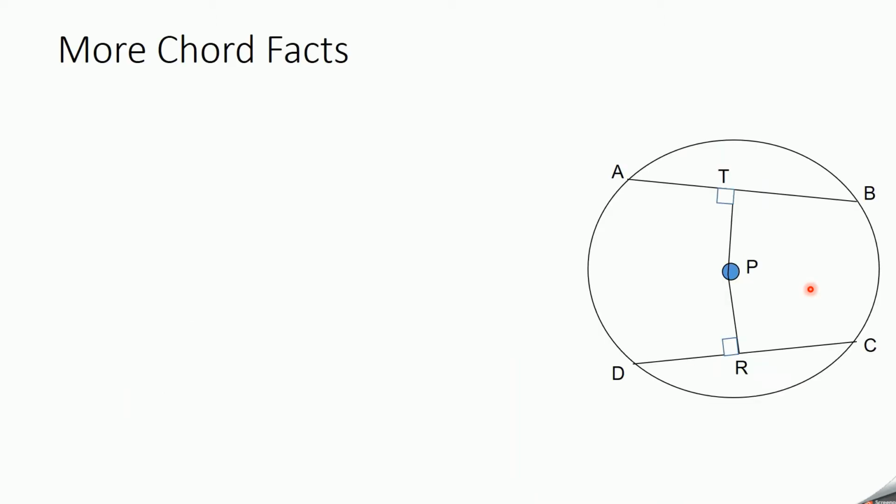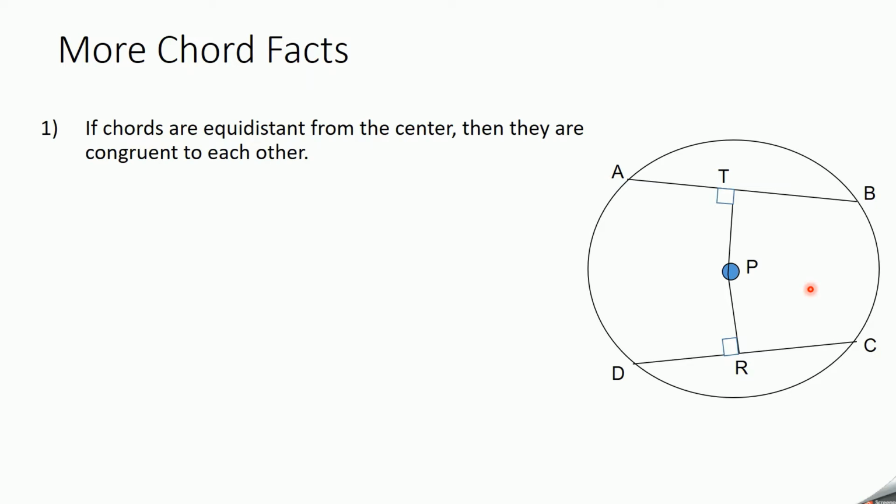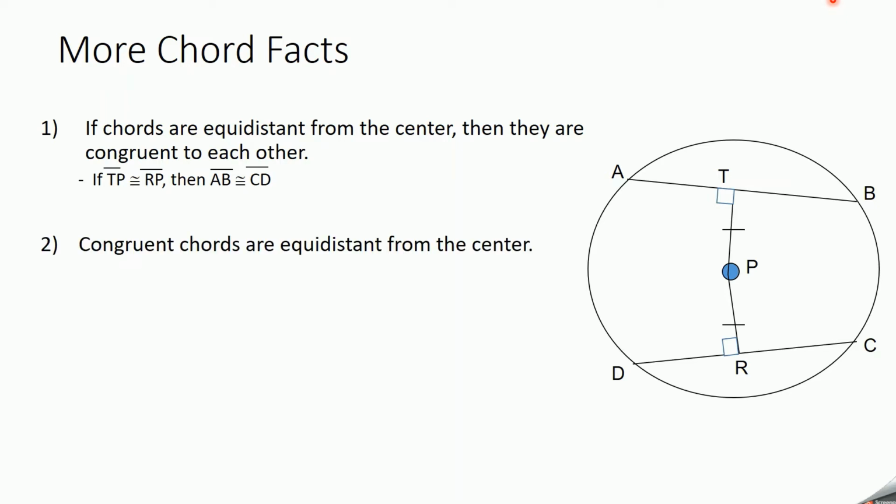Finally, we have a couple more chord facts. If chords are equidistant from the center, then they are congruent to each other. So if you look at this picture on the right, if TP and RP are congruent, then you know that AB is congruent to CD. Congruent chords are equidistant from the center. So if AB was congruent to CD, I then know that they are equal distances from the center. When I have a right angle, the right angle means that these chords are being split in half.